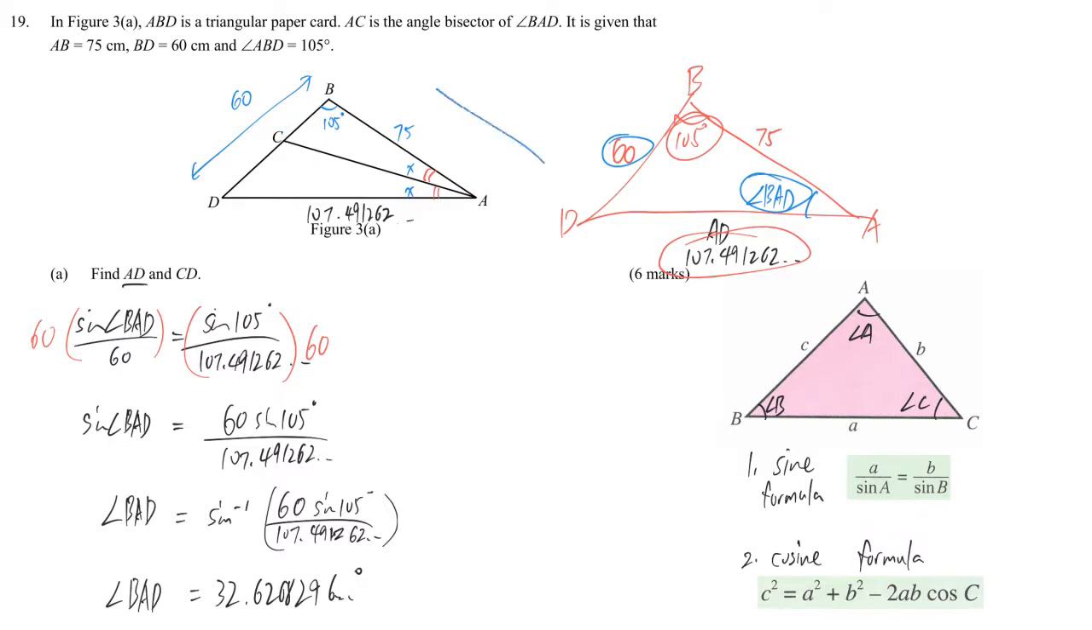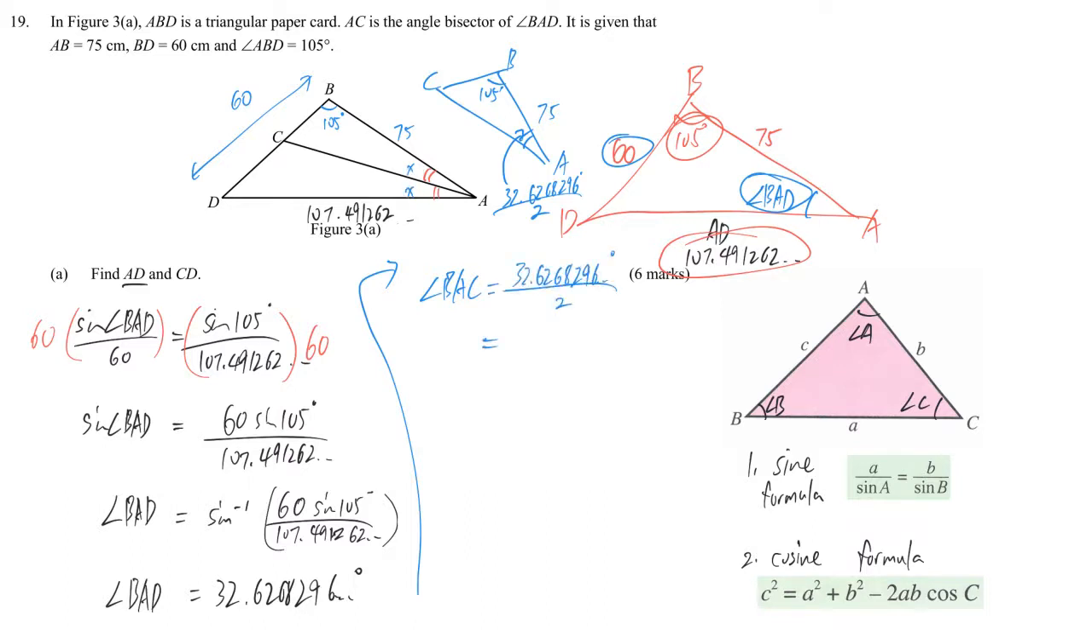So again, in your draft, just draw that triangle. Make sure you draw properly. And then B, C, and A here, 75 degree. This is 105 degree. And this angle is 32 point something divided by 2. So write down our finding. Angle BAC is equal to just now that angle divided by 2, 16.313448... degree.